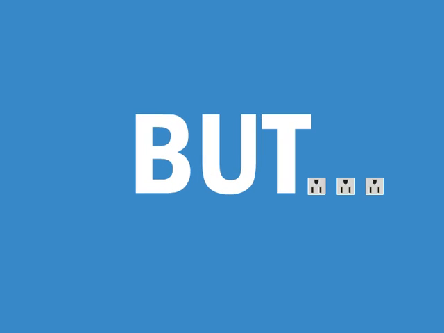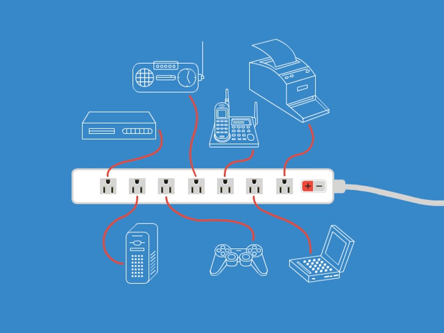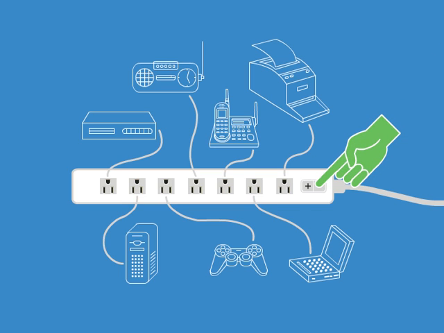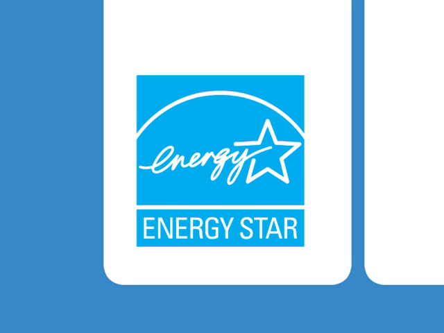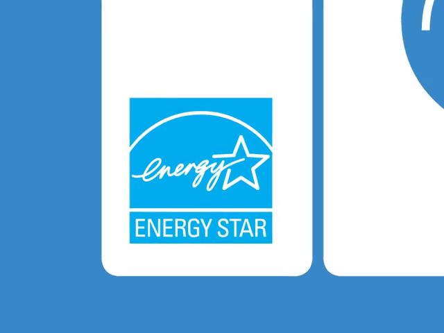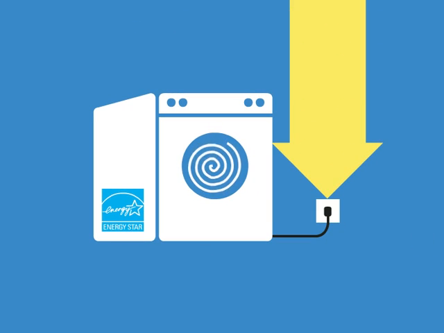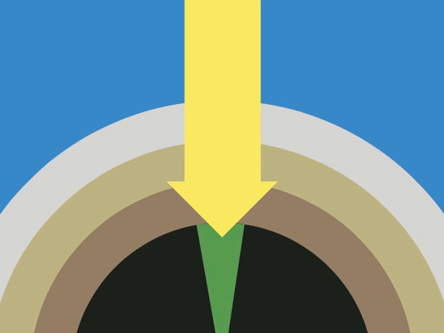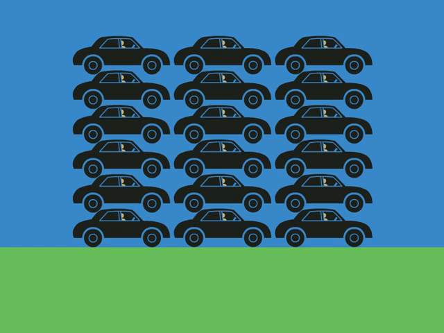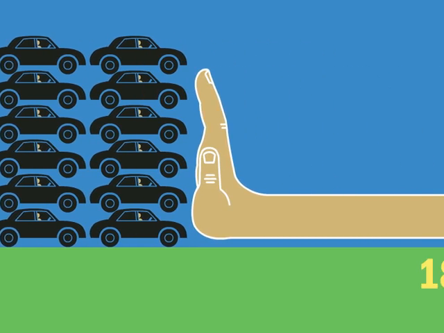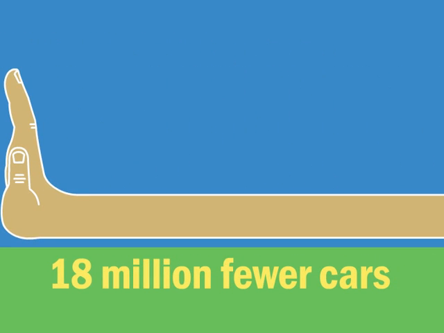But a smart power strip cuts the power off clusters of equipment with a single switch. The government-backed Energy Star program tells you about appliances that consume less energy and reduce total standby power consumption by over 70%. If we took this advice, we'd reduce carbon dioxide emissions by nearly 0.5%. It would be equivalent to removing more than 18 million cars from American roads.